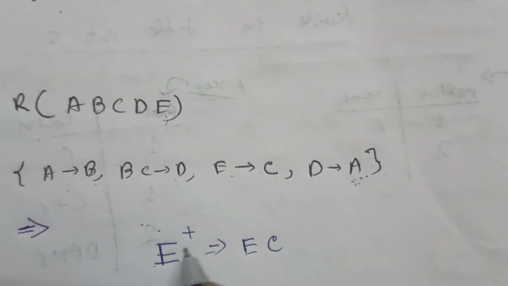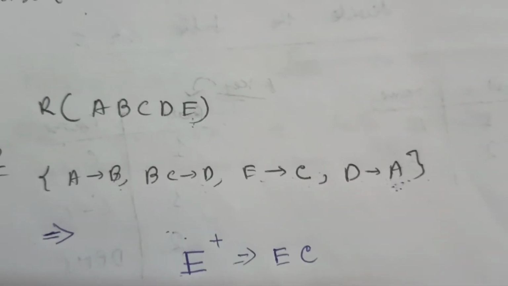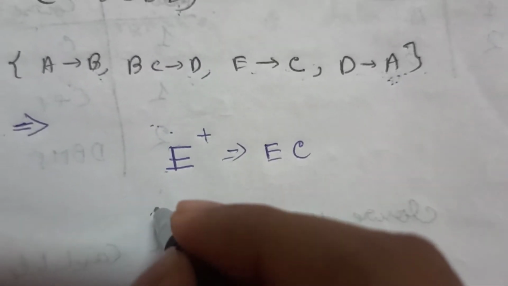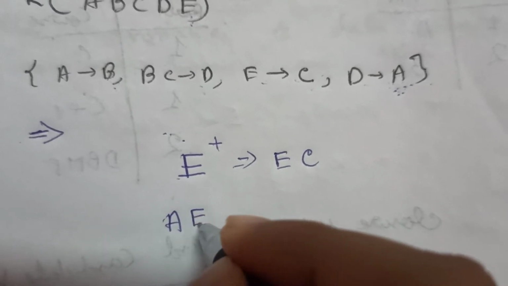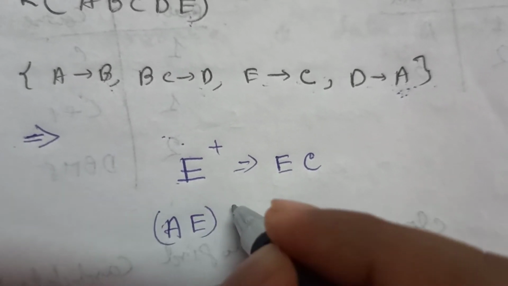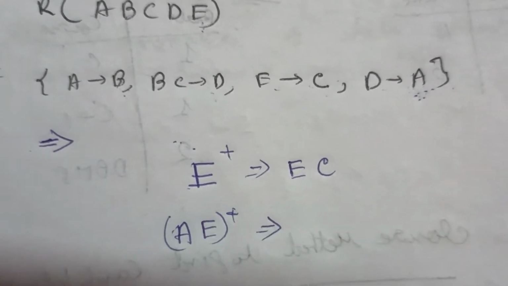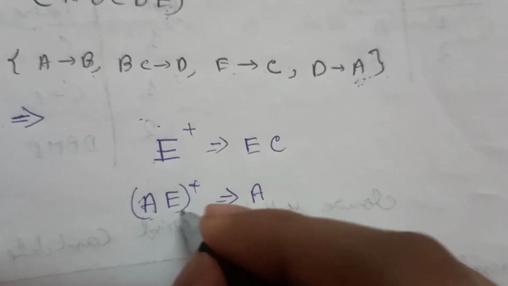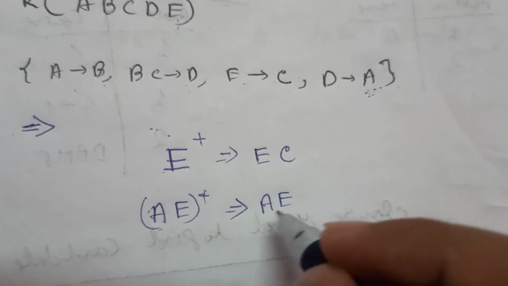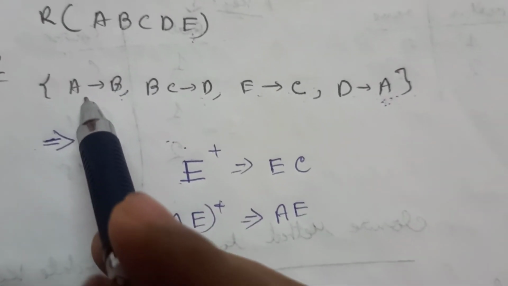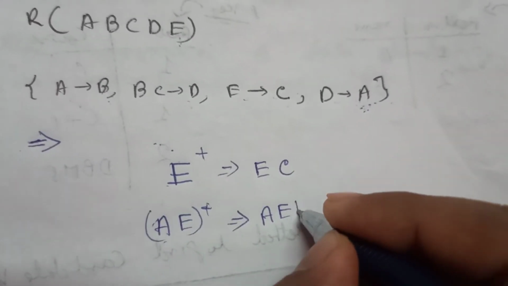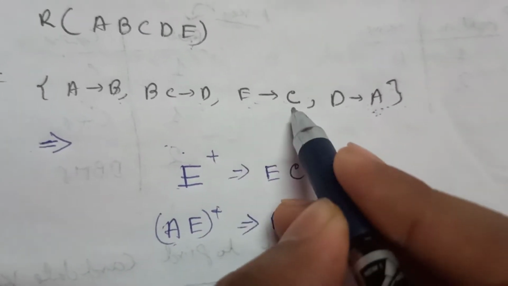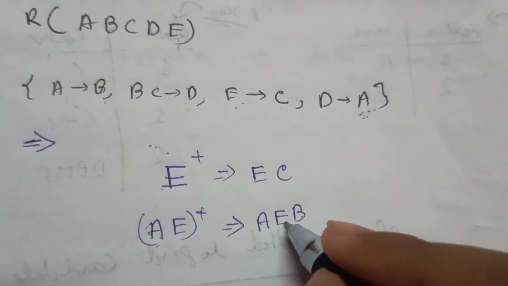Now we will check combinations with E. Let's suppose we check AE. So we are checking the closure of AE. What is the closure of AE? Let's see. A can define itself, E can define itself. Now check from the functional dependencies. A can also define B. Okay, cool. Now we have what? E can define C, A can define B.